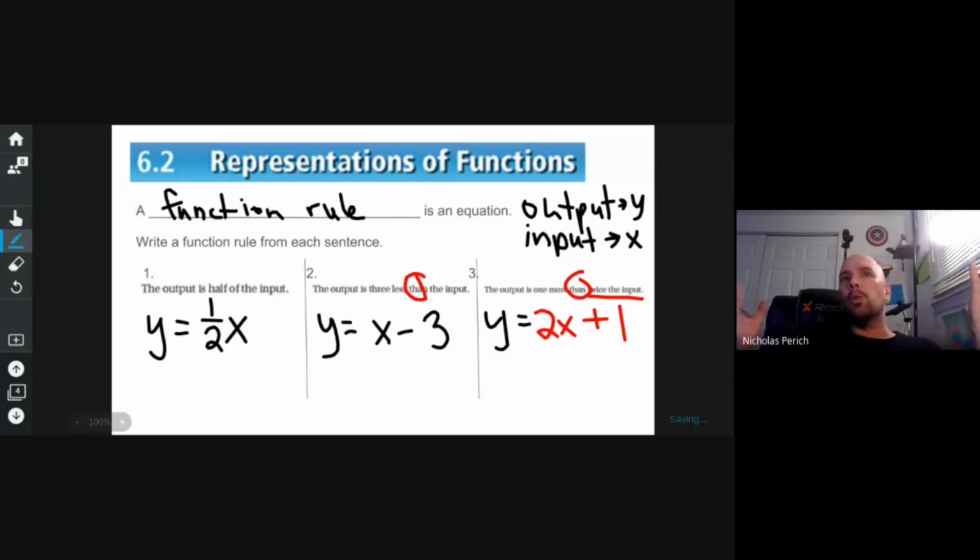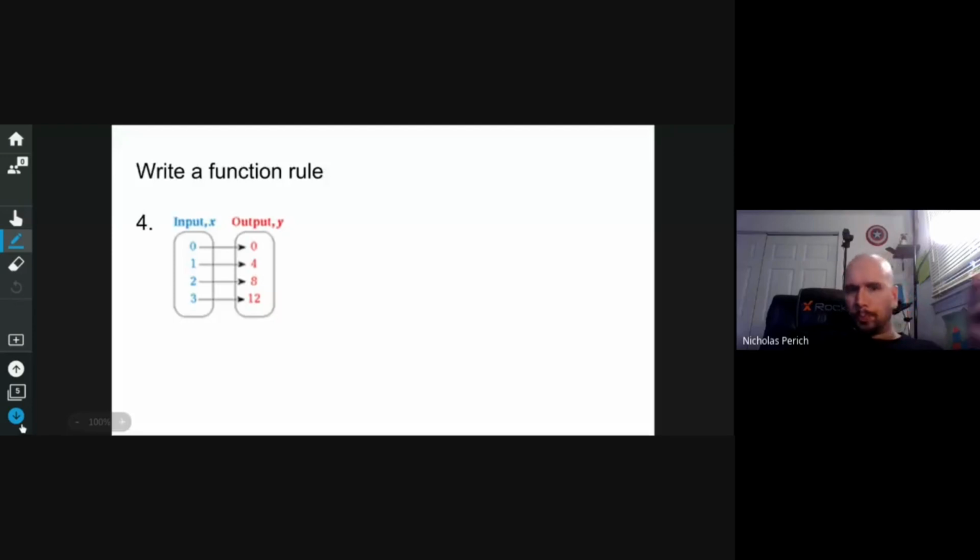And those are my function rules. Sometimes if it asks you to find a function rule, all you have to do is just write out the equation. Or sometimes it's worse, like that one. I'm going to show you how to do the long way once, and then I'm going to remind you of a shortcut for how we can do these problems.